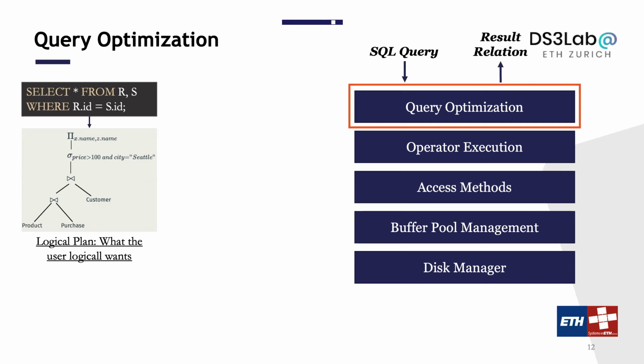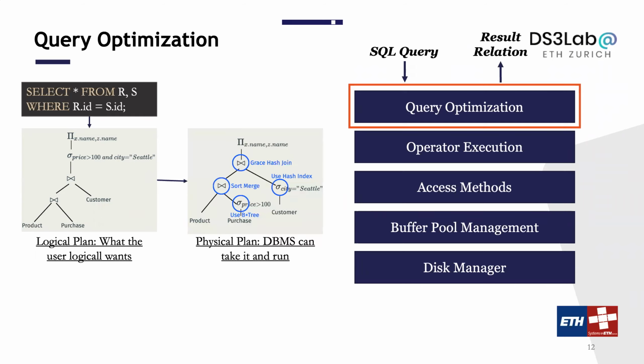And then what's going to happen in the query optimization layer is I'm going to translate that into a physical plan. And that is something the database system can just take and run and get the result back to the user. If you compare the logical plan and the physical plan, there are a lot of really important differences.